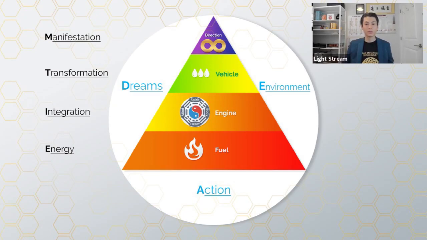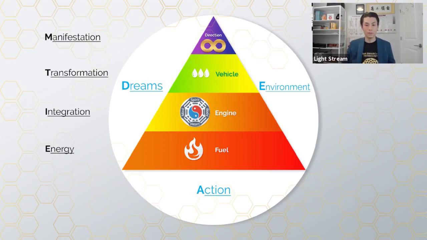It's about transforming yourself to become what you want to be, or become what you were destined, and what you were purposed to be. So it's all summed up into this diagram. It's called the prosperity pyramid. And you can see on the left, it's energy, integration, transformation, and manifestation.